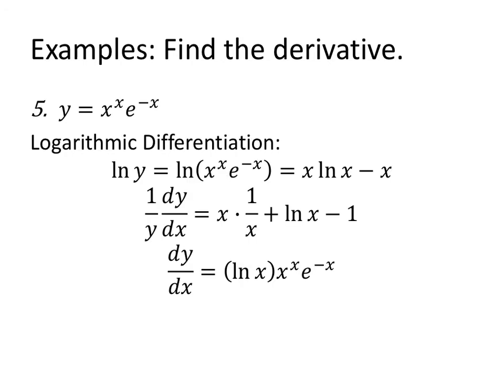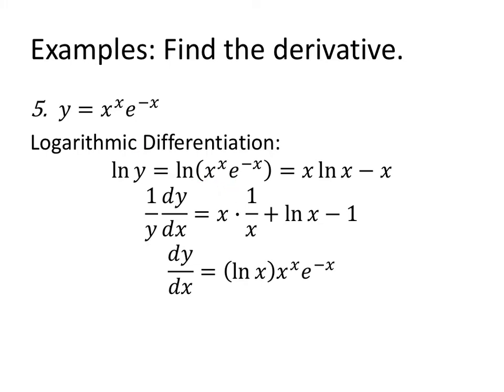Find the derivative. y equals x to the x, e to the negative x. Now, check that out. x to the x. I have no idea. Is this a power function? Is this an exponential function? What do I do? And if I don't know, I'm going to use logarithmic differentiation and just tear it apart. So we take the natural log of both sides.